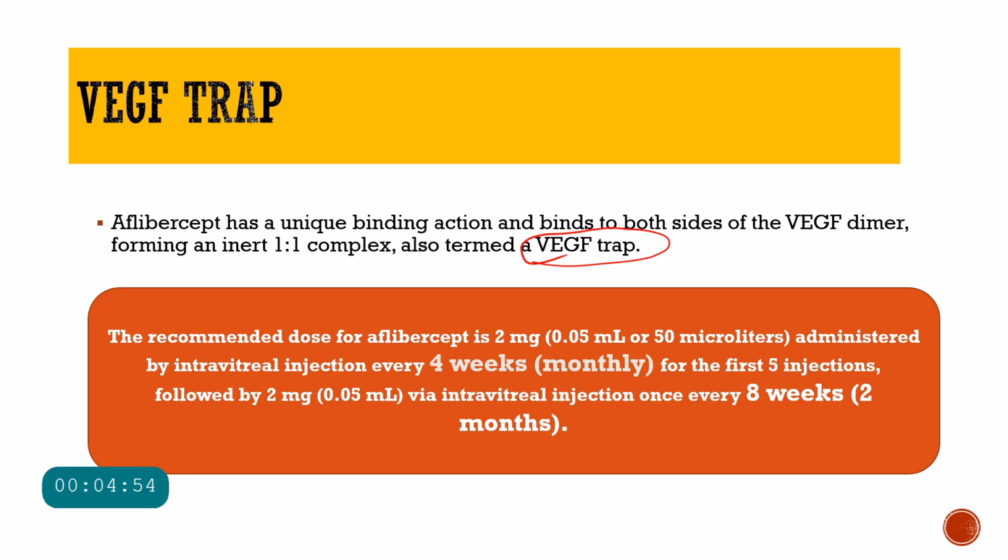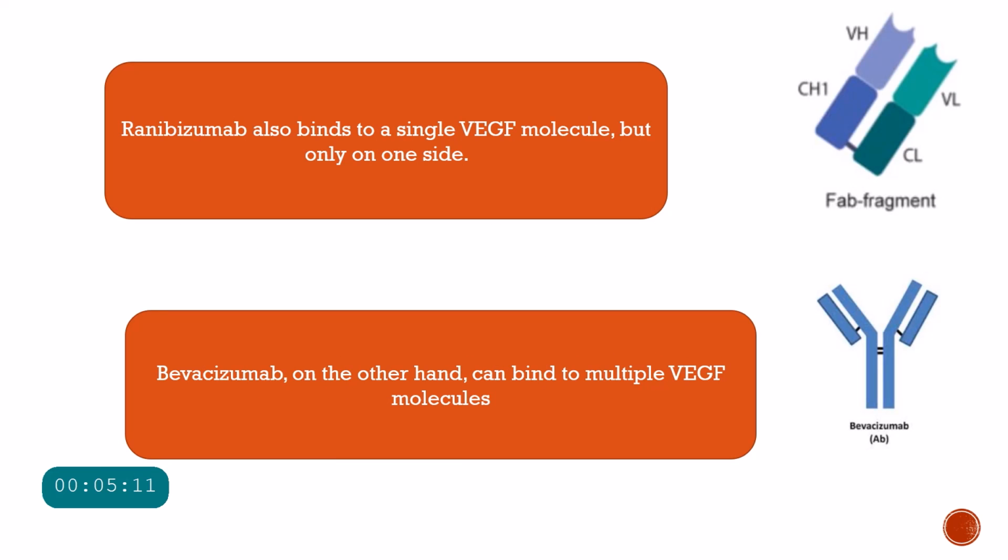However, after the initial loading dose, you have some maintenance dose as well for the aflibercept, and for that maintenance dose, the dosage is same. However, the duration is enlarged. So every 2 months, that means 8 weeks, you have to give 1 injection when it comes to aflibercept.